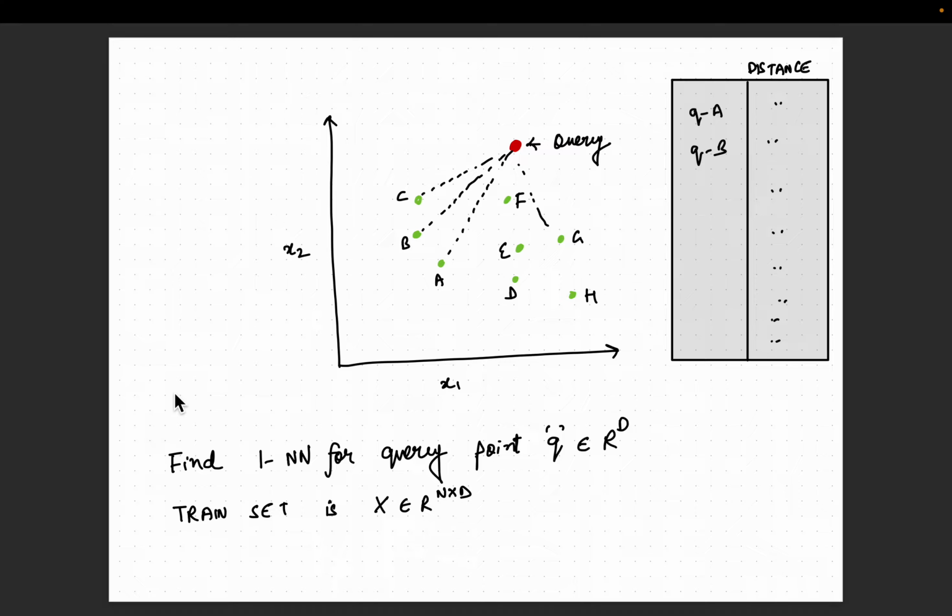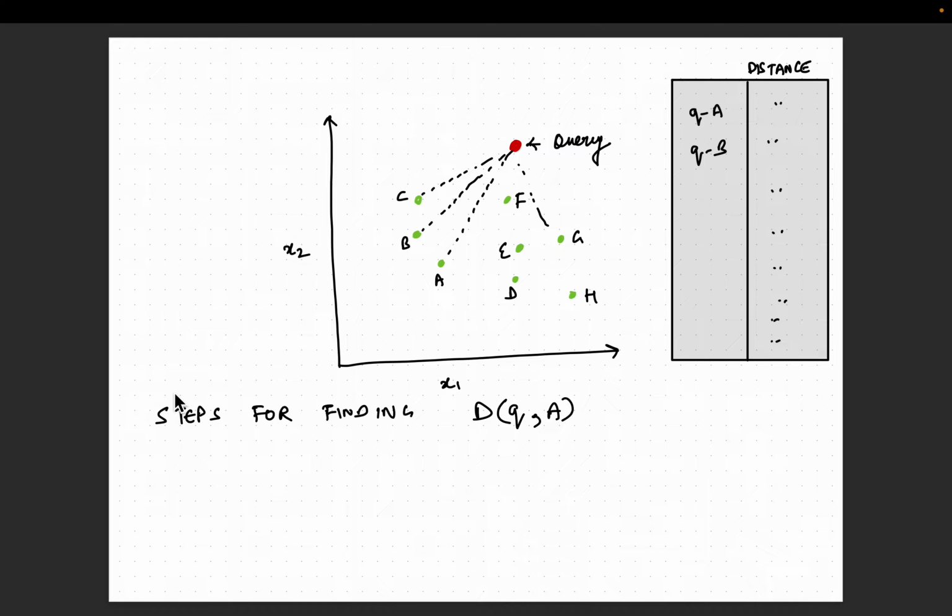So as a first step for finding out the k nearest neighbors or the one nearest neighbor, we would try and create this vector which contains these distances between the query and each and every point in the training data set. So therefore this would be distance between QA, QB, QC, so on and so forth. And on the other side we'll just mention the distance.